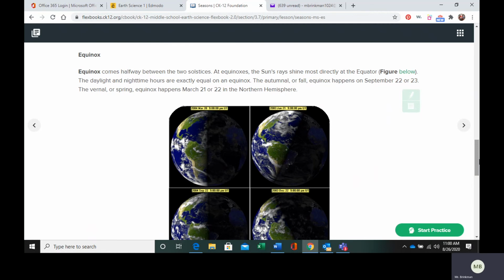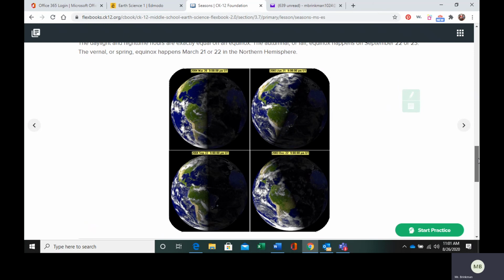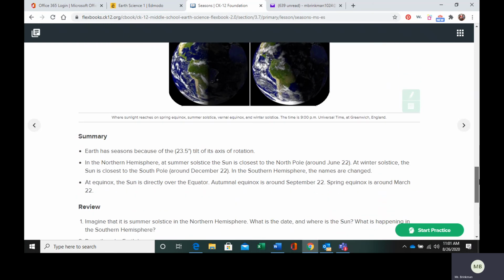Equinox is a time between the two solstices. So when it's an equinox, the sun's rays are going to shine the most directly at the equator. So it's going to be roughly the same nighttime and daytime hours. So we have the autumnal or fall equinox that happens September 22nd or 23rd. And then we get the vernal or spring equinox that happens March 21st or 22nd in the northern hemisphere. So during those times in the northern hemisphere, you are going to have equal amounts of daylight.